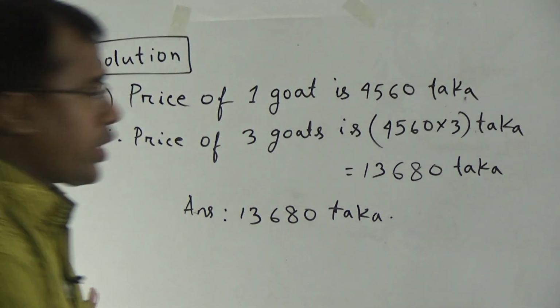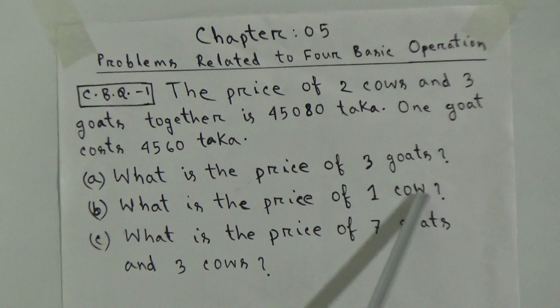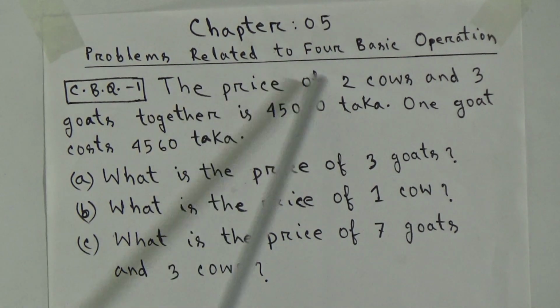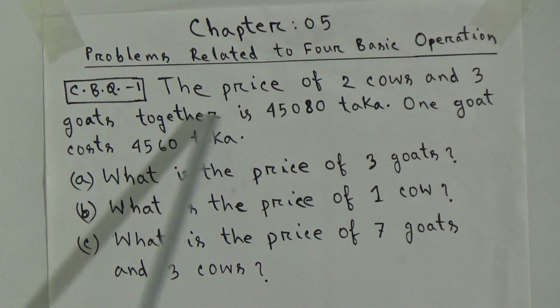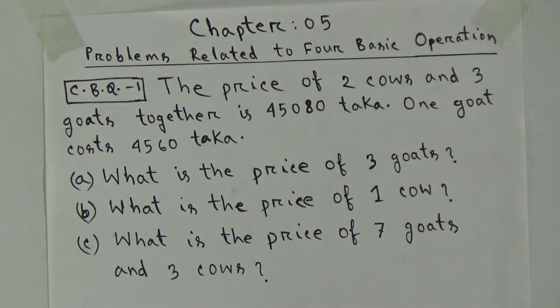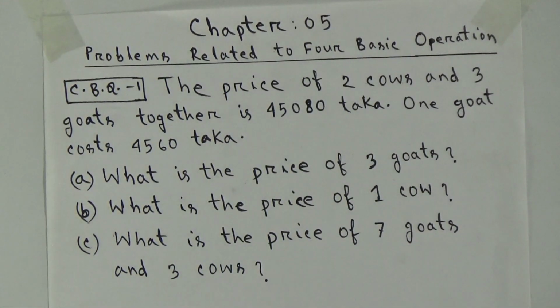Okay, now dear students, we will solve B number question. Here the question is, what is the price of 1 cow? You are watching that the price of 2 cows and 3 goats is given in the question, and we have got the price of 3 goats from A. So, if we subtract the price of 3 goats from the price of 2 cows and 3 goats, then we can easily get the price of 2 cows.